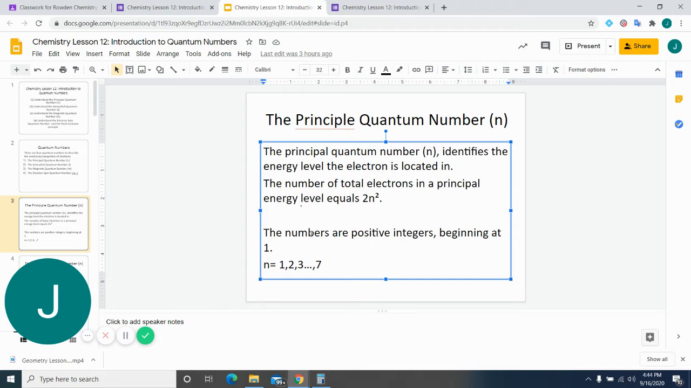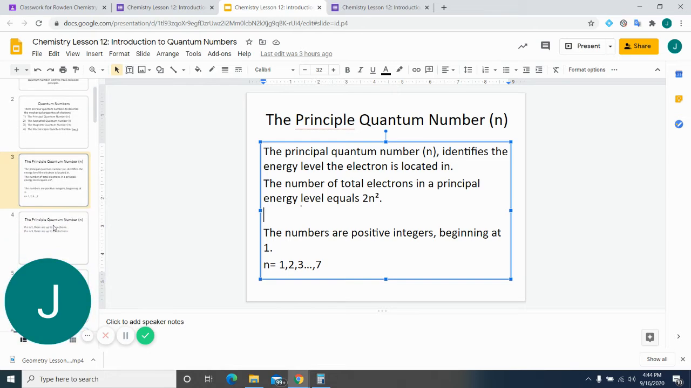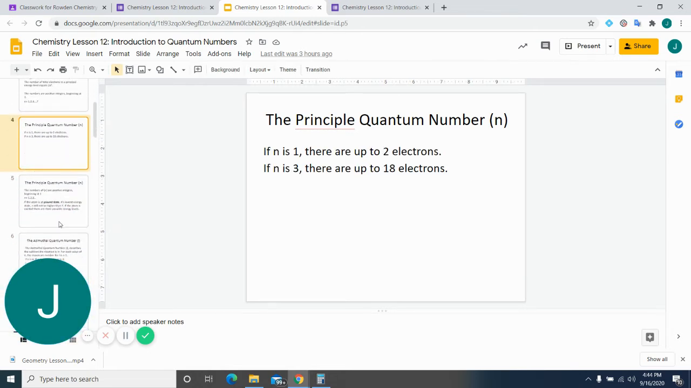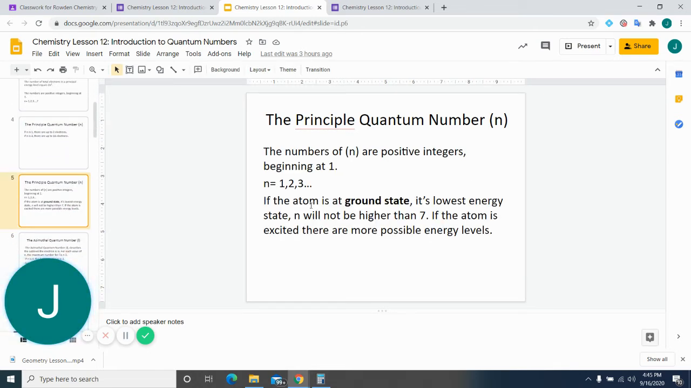So the energy levels begin at 1, and the highest they get is 7. If the electron is in ground state, which means there's nothing weird happening to the atom, then we go from 1 to 7. That's all we'll get for n. If something happens, there's extra energy, then the energy level can go higher than 7, but that normally won't happen.